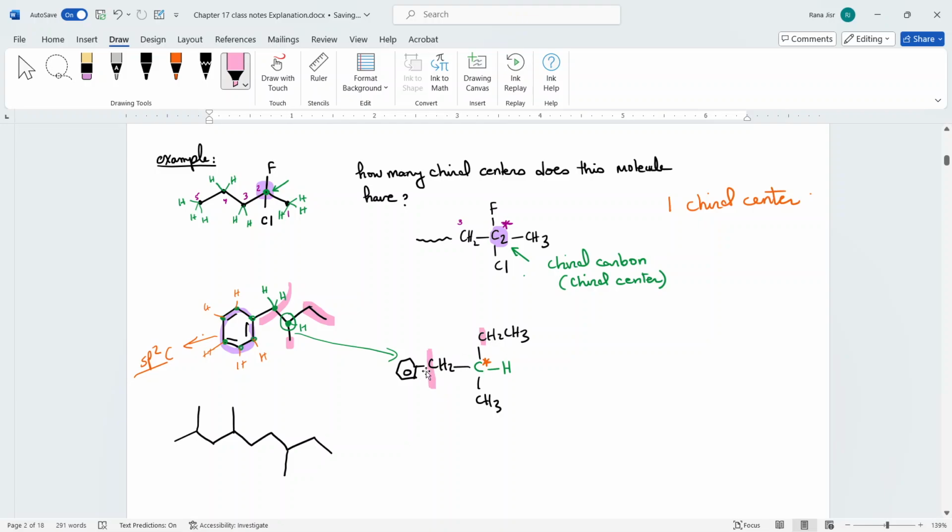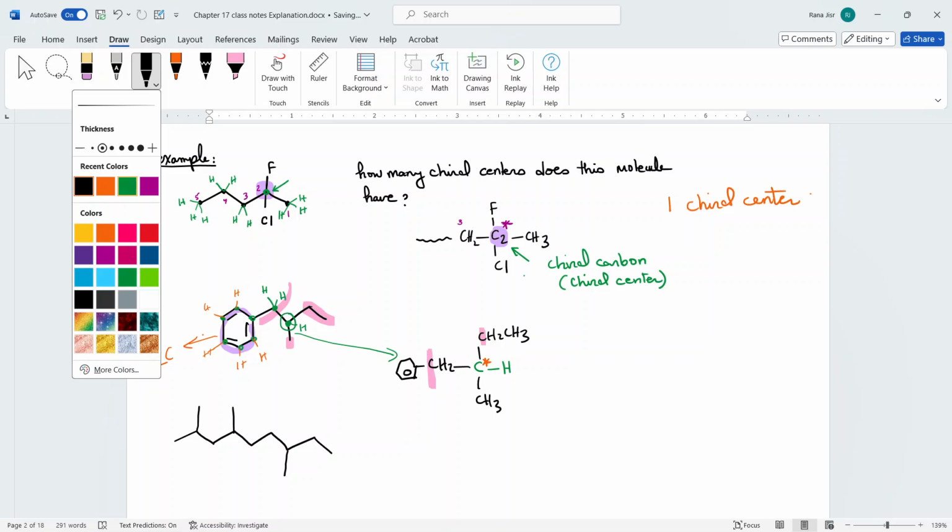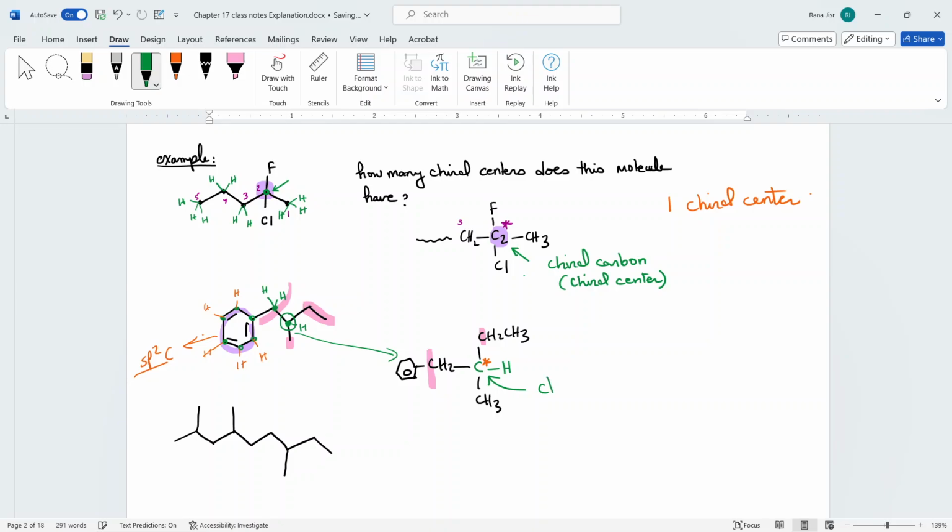So this is why I come to a conclusion that the carbon, the center here, is connected to 4 different groups, okay? And I would call this again a chiral center. So this one is considered to be a chiral carbon, and it is a chiral center, meaning that it has 4 different groups around it. So this structure has only 1 chiral center.